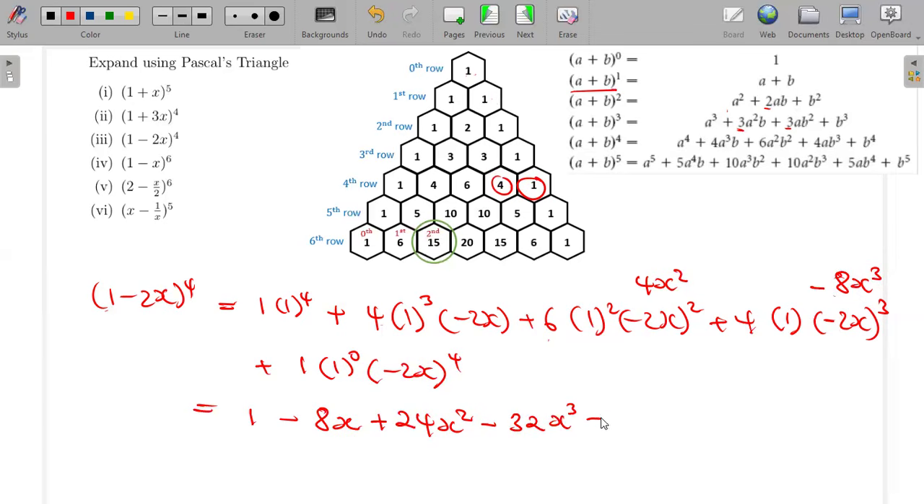And then plus the next one here, this is an even power. So the negative goes, and you just have 2 to the 4th, which is 16. So you get 16x to the 4th. This here gives us 1, so you just remain with 16x to the 4th. So this here is our binomial expansion. All right, let's do the next one.